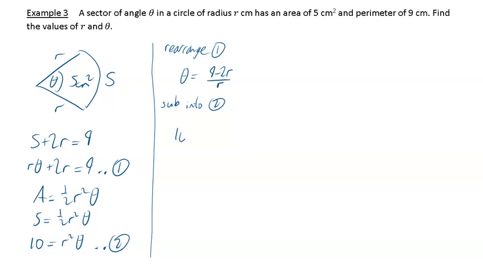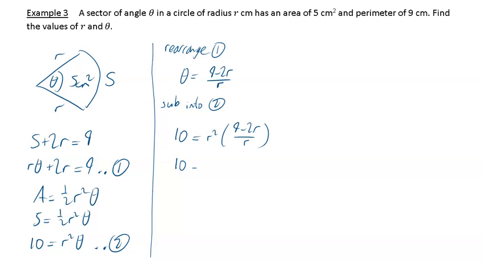So equation 2 will now become 10 is equal to r squared times my theta, which is (9 minus 2r) over r. Okay, this looks very difficult, but it's not difficult at all. You've got r squared here, which is multiplying this thing. So one of these r's will cancel out this one. You're going to be left with an r. So the next line is very easy.